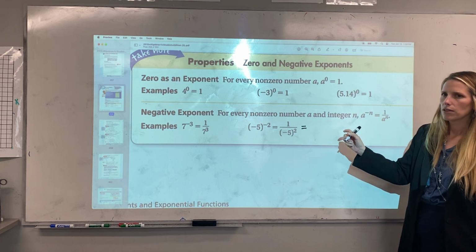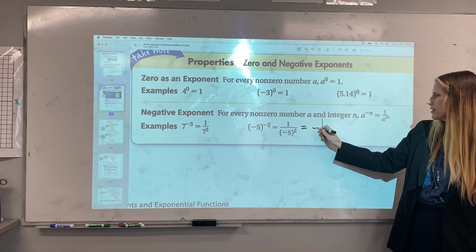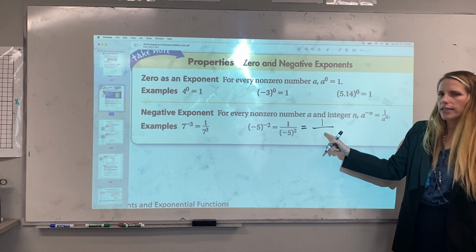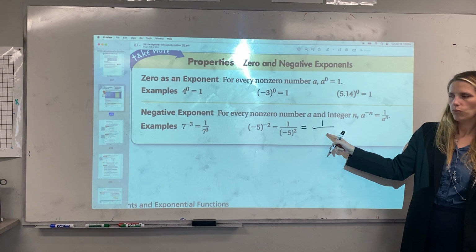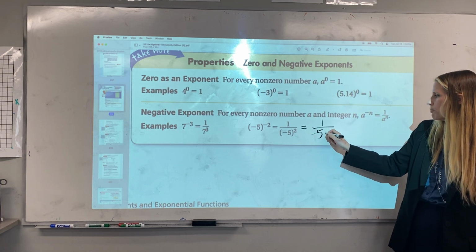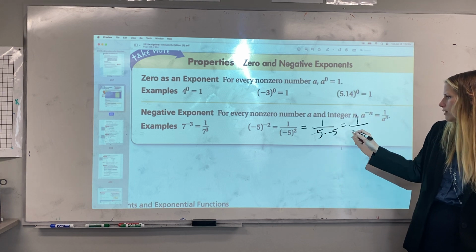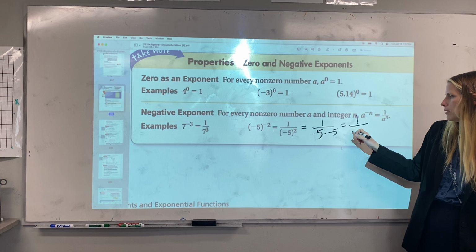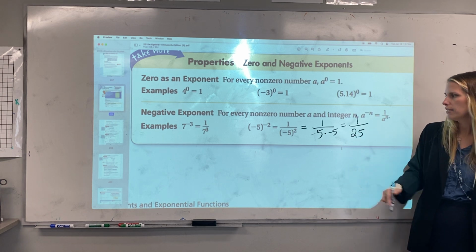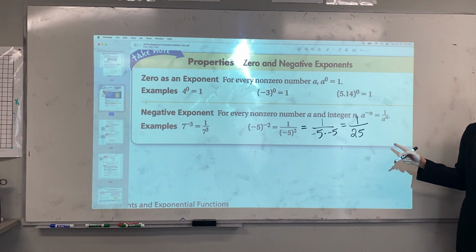Okay. So when I simplify this, what am I squaring here? The -5. So the -5 is being multiplied times itself, which will give me what? Positive 25, right? -5 times -5 is positive 25, right?